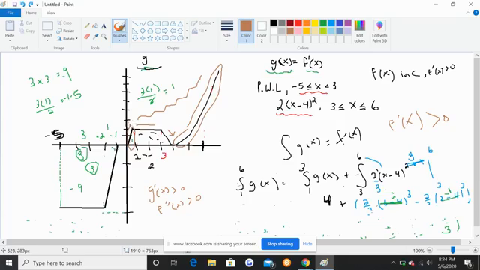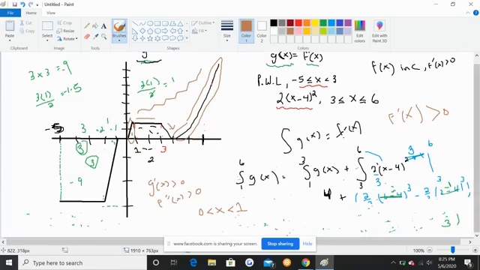So we know that the slope of g of x is increasing from the interval 0 to 1. And it's also increasing from 4, so x greater than 4 and less than 6. That's where that happens. I hope I explained that okay.